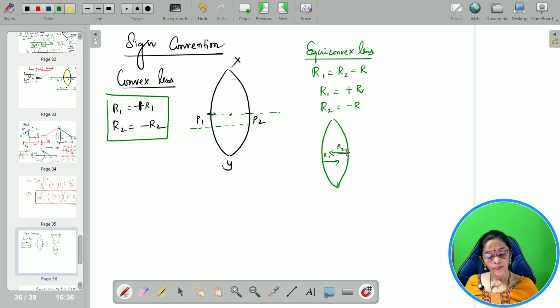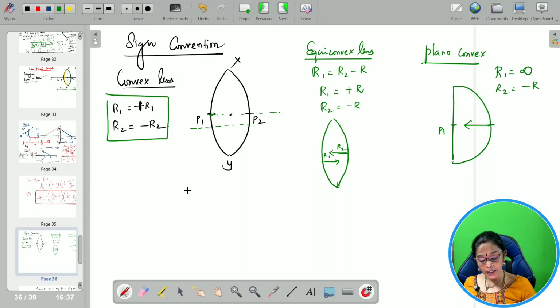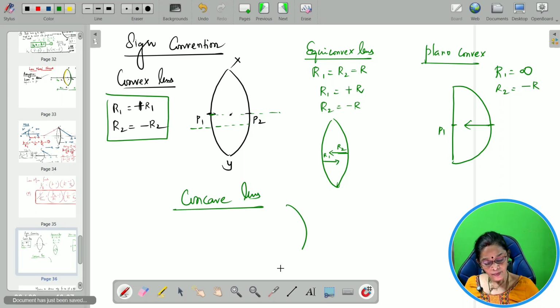You got it? R1, R2. So now, plano-convex lens. You take one surface as plane, the other surface curved. So this is P1. So for a plano-convex lens, R1 is equal to infinity and R2 is equal to minus R. Plano-convex lens. Concave lens. You take a concave lens.